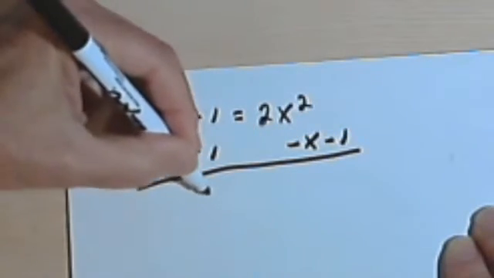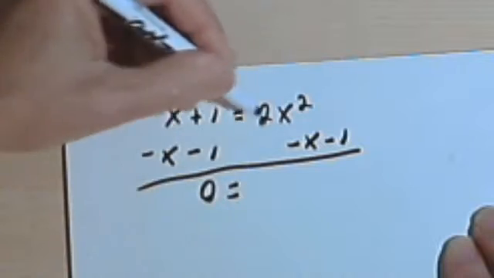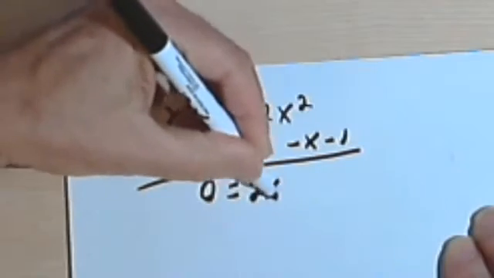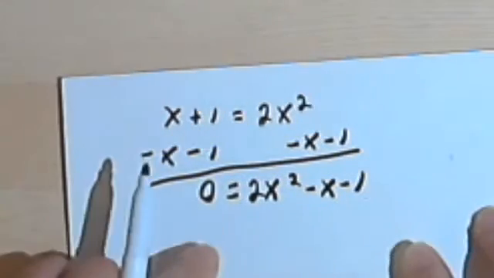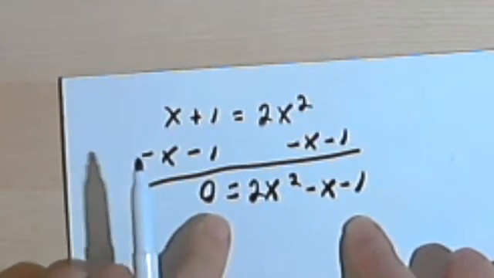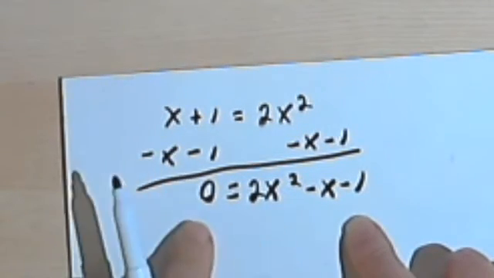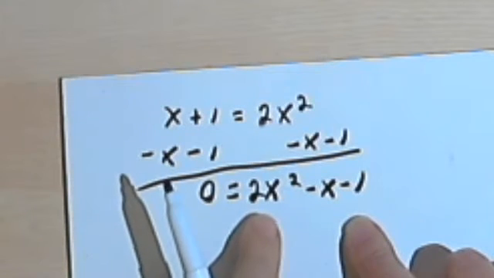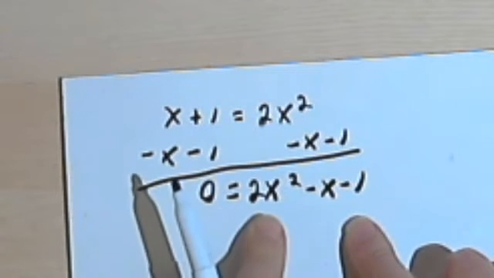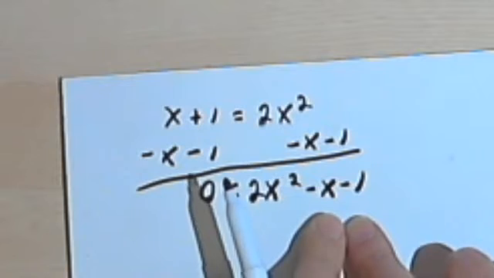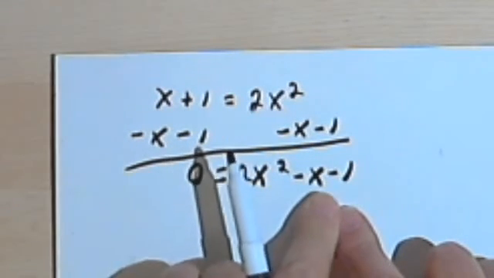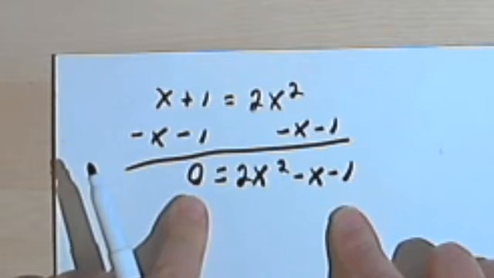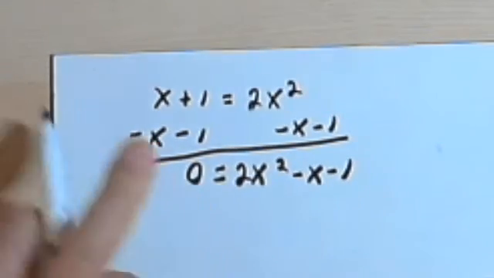Okay, so the left side is going to equal 0, and the right side is going to be 2x squared minus x minus 1. In other words, it doesn't matter which side you get all of your terms on. Because if I have 0 equals 2x squared minus x minus 1, that's the same as saying 2x squared minus x minus 1 equals 0. Okay, so I just wanted to make that point.